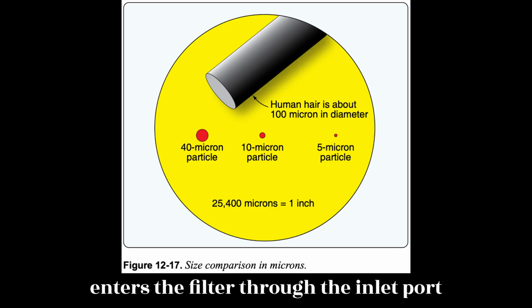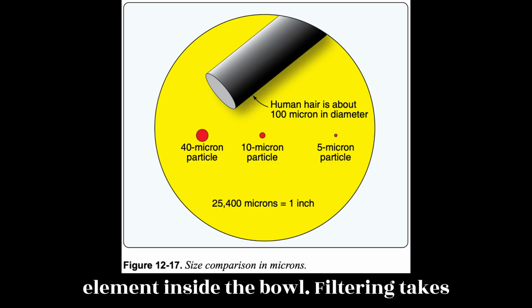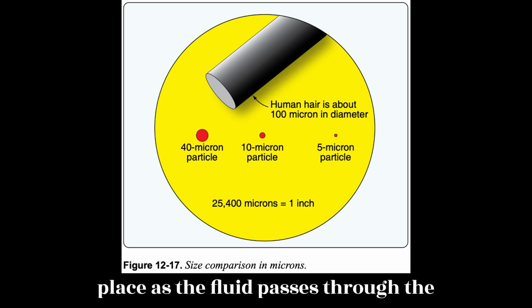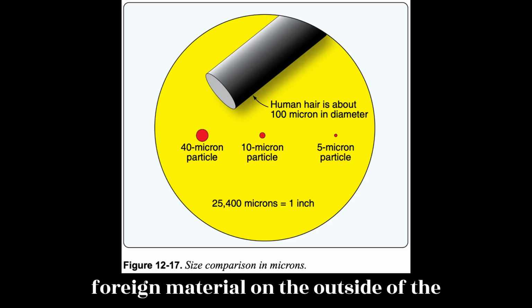Hydraulic fluid enters the filter through the inlet port in the filter body and flows around the element inside the bowl. Filtering takes place as the fluid passes through the element into the hollow core, leaving the foreign material on the outside of the element.